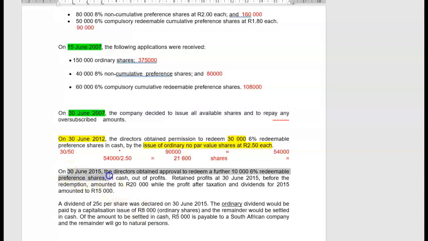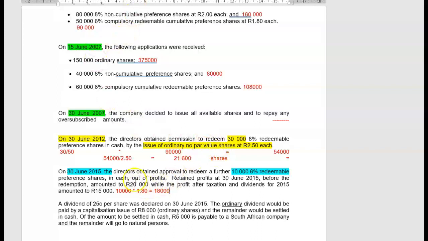Now the next year, on 30 June 2015, the directors obtained approval to redeem a further 10,000 6% redeemable pref shares. Those shares, guys, were issued initially at R1.80 a share. So the amount that we're going to pay back now is going to be 10,000 shares multiplied by R1.80 equals 18,000 Rand.